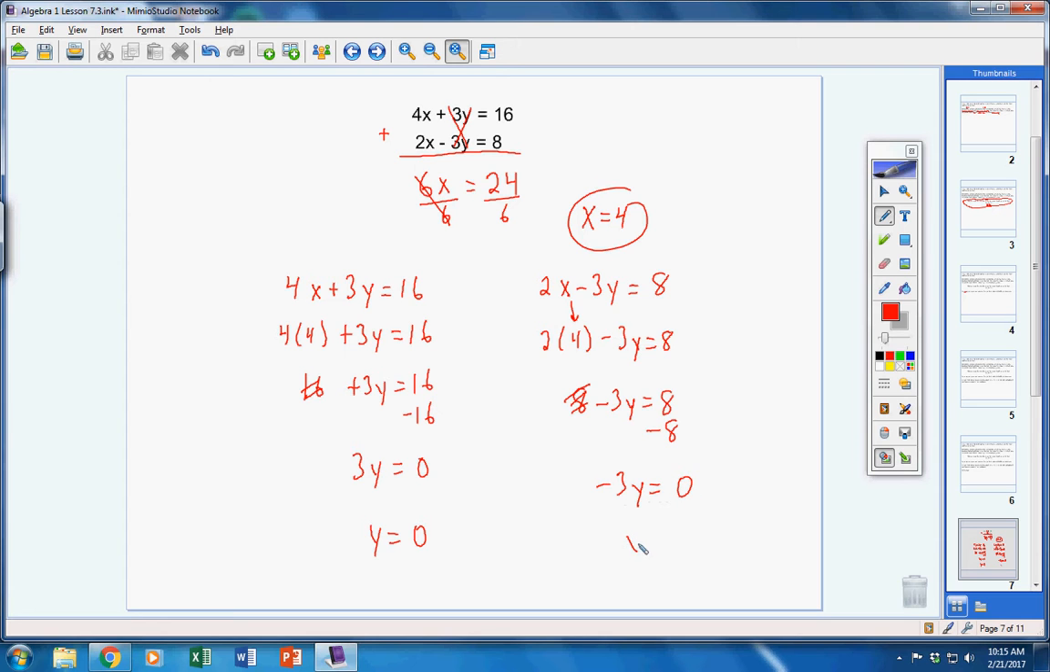Equals 0. Divide both sides by negative 3. Y equals 0. So we're finished. 4, comma, 0. Your x and your y. There's your answer. Okay, now let's go back and think about this for a second.